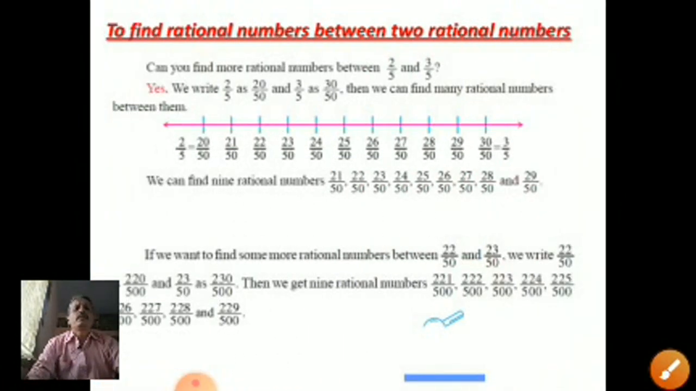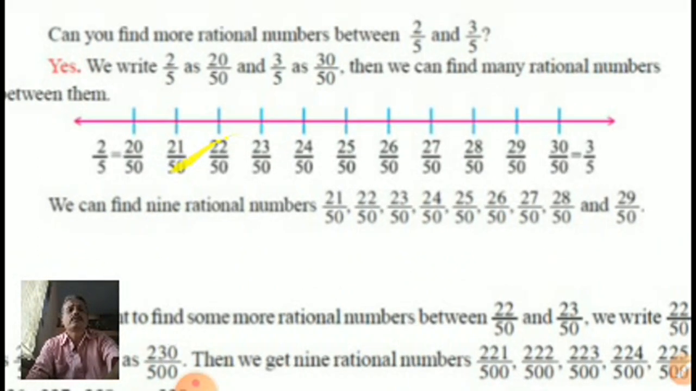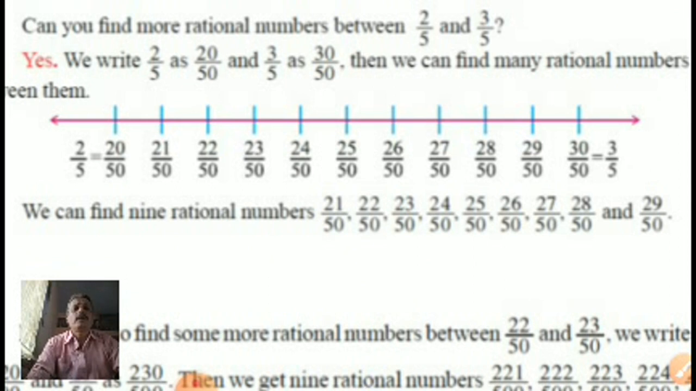Now, we can find rational numbers between two rational numbers. There are so many ways to do it. Very simple way: suppose, can you find more rational numbers between 2 upon 5 and 3 upon 5? Yes, we can write 2 upon 5 as 20 upon 50. Why? Because I multiply 10 with 2 and 10 with 5, so the value remains the same. In the same way, 3 upon 5 can also be written as 30 upon 50. Why? Because I want to make both numbers so that I can find numbers in between.